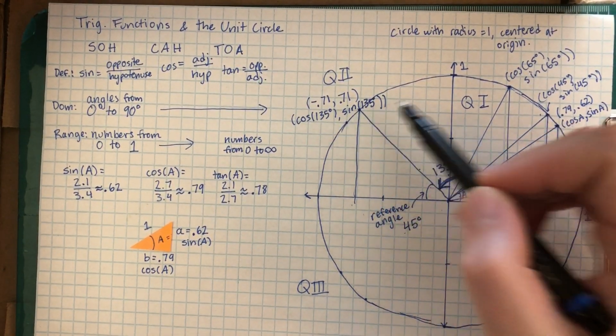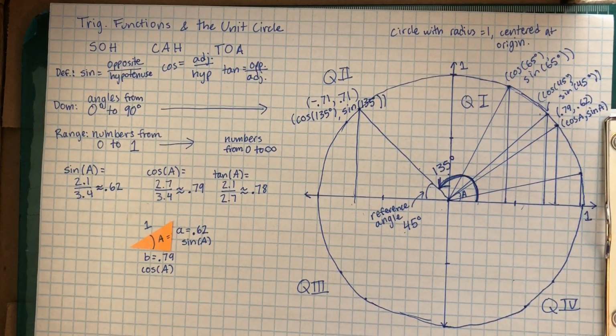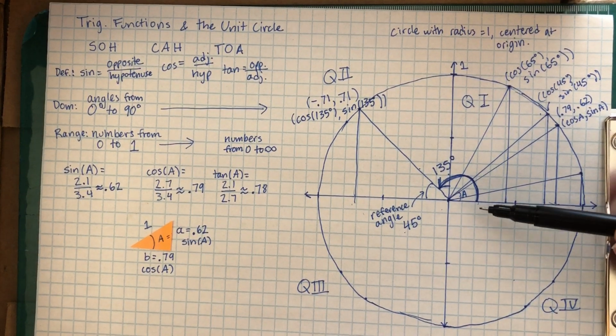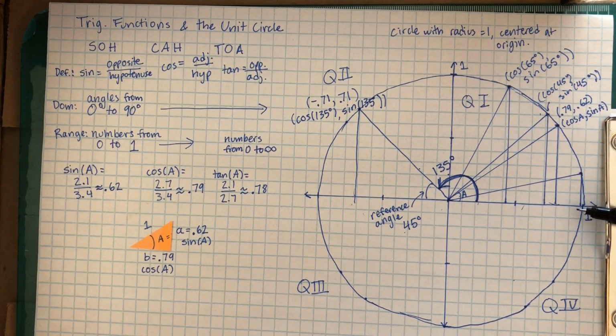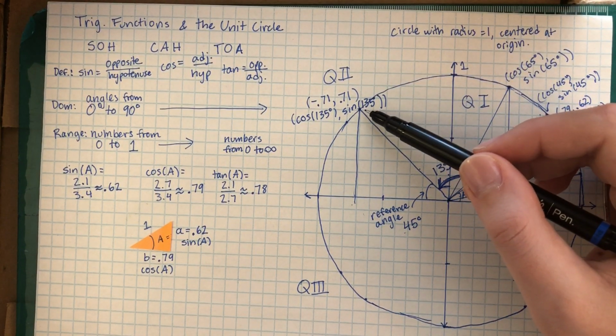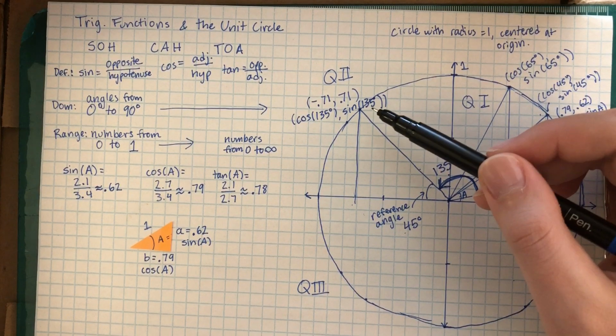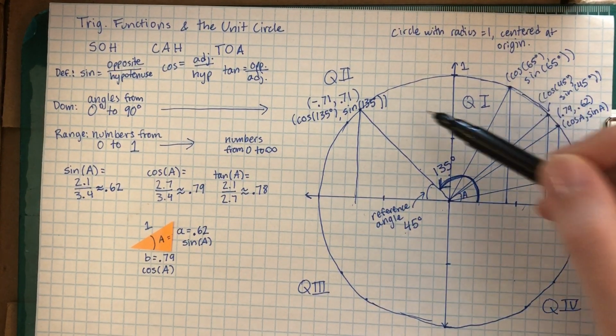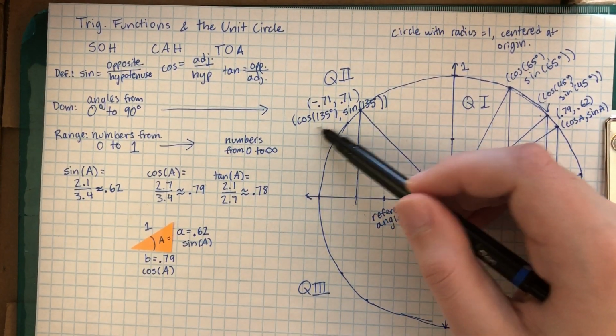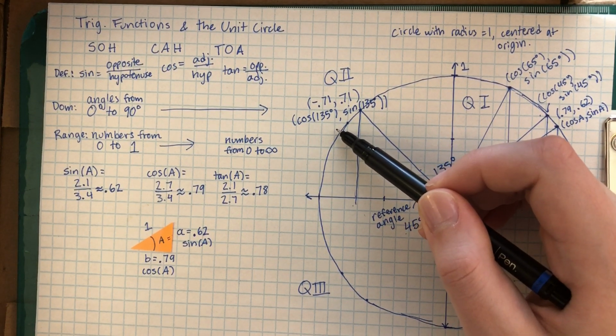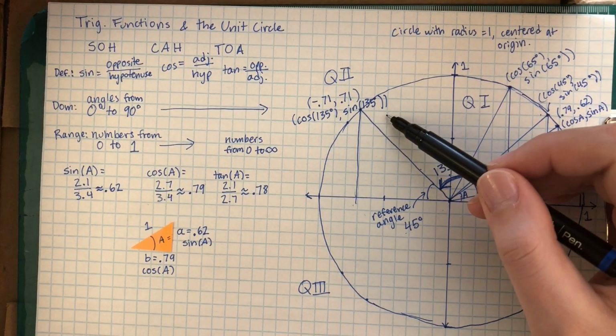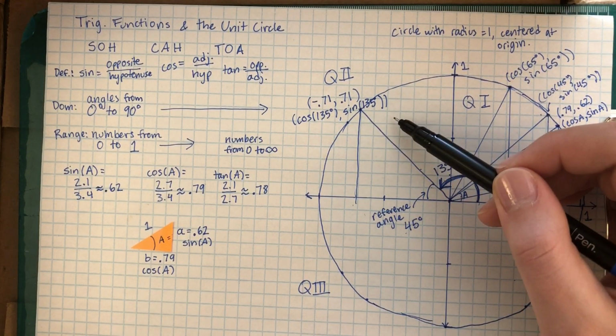These expressions make no sense in the context of a right triangle. We could not have an angle of 135 degrees in a right triangle. But we can ask the question, if I start from the positive x-axis and I go 135 degrees counterclockwise along the unit circle, where do I end up? And the answer to that question is the cosine of 135 degrees in the x-coordinate and the sine of 135 degrees in the y-coordinate.